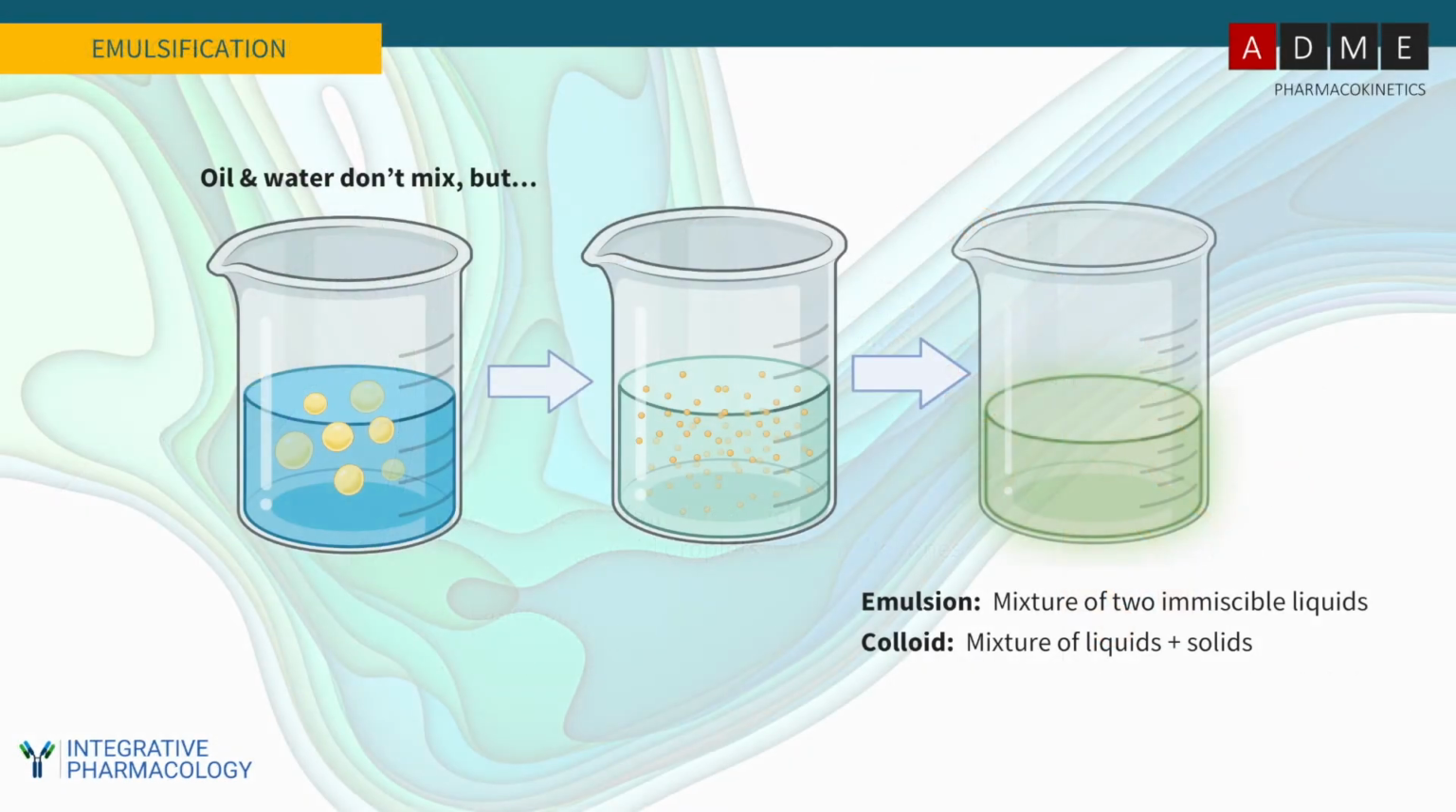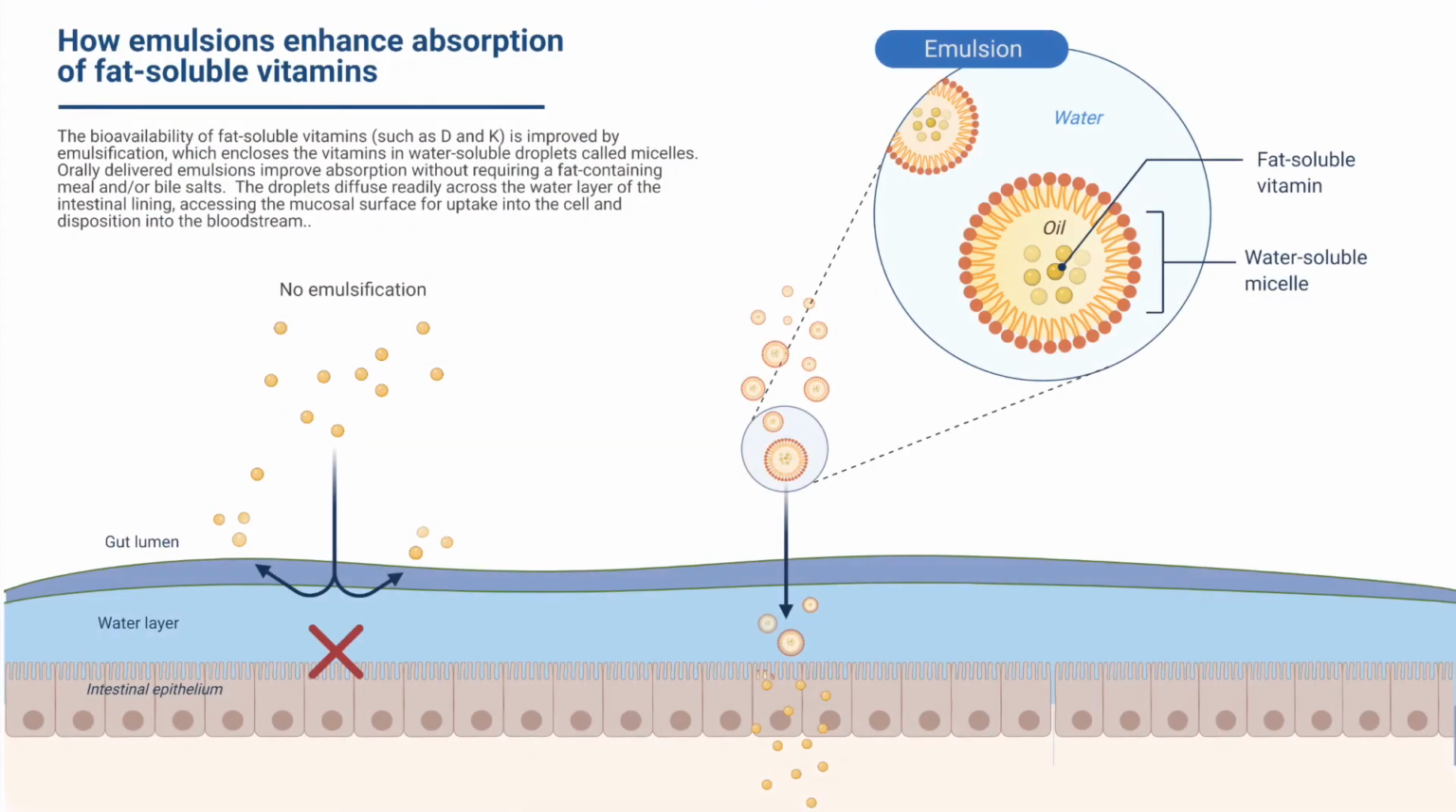Emulsions are defined as a mixture of two immiscible liquids, like oil and water, whereas a colloid may involve solid particles that are mixed in. So subtle difference, not important to know. Just remember that both systems are appropriate ways to improve the solubility characteristics and absorption of many different types of bioactives. Emulsification, whether it's occurring in vivo or whether it's occurring in a manufacturing process, creates small droplets called micelles.